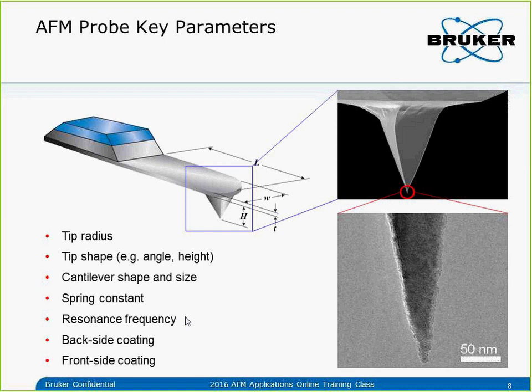And for the front side coating, typically that's for the electrical mode, to make the tip more conductive. And there are a couple of different front side coatings we're going to talk about. So next I will talk one by one about these parameters and how they can affect our results, right? And then how we can choose the right parameter for the cantilever.